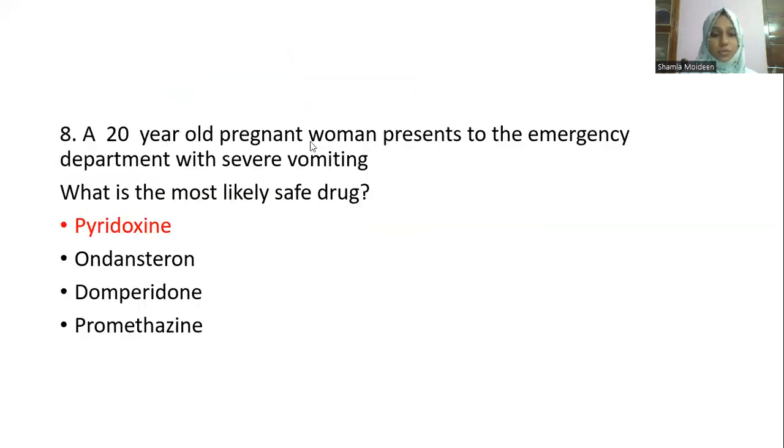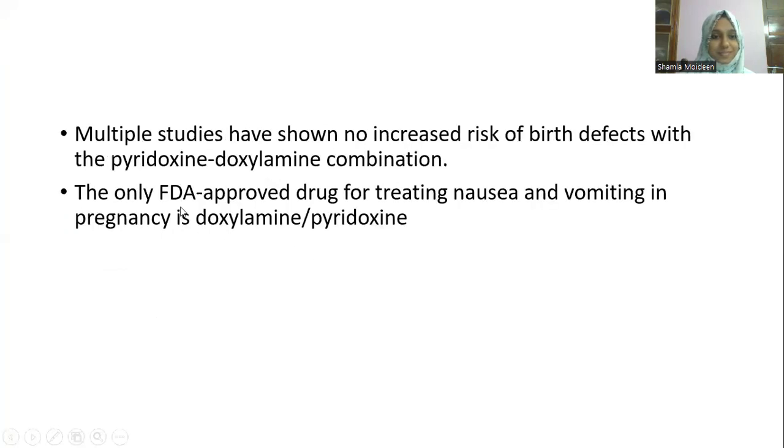Question: a 20-year-old pregnant woman presents to the emergency department with severe vomiting. What is the most likely safe drug? The options are pyridoxine, ondansetron, domperidone, promethazine. The answer is pyridoxine. The pyridoxine-doxylamine combination shows no increased risk of birth defects, and it is the only FDA approved drug for nausea and vomiting in pregnancy. So here the answer is pyridoxine.